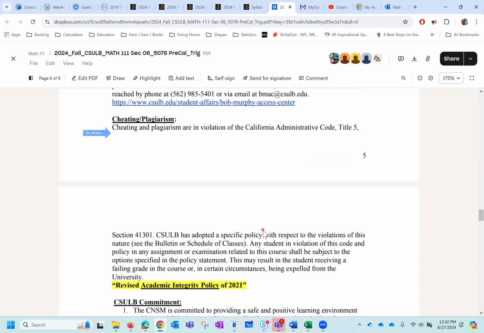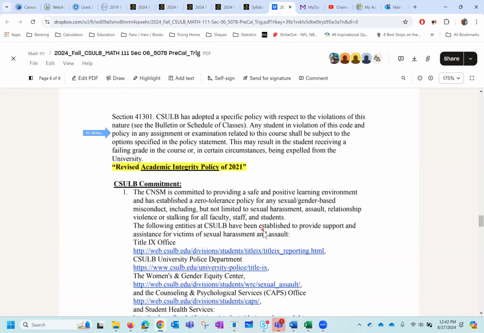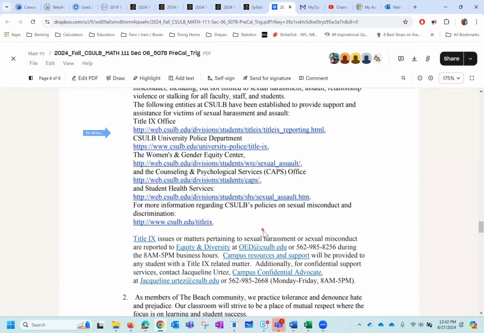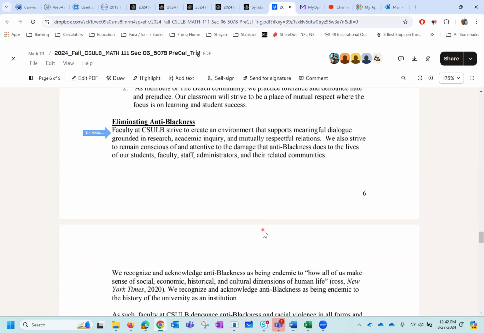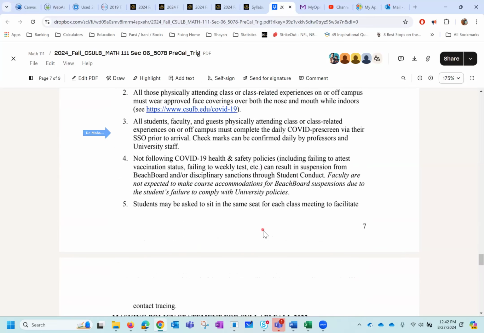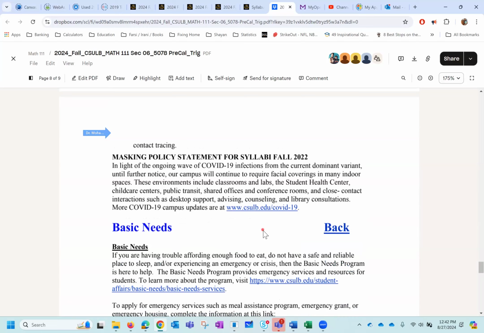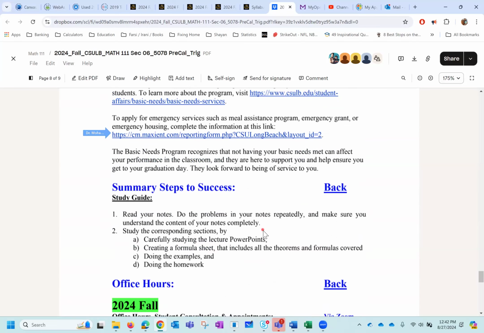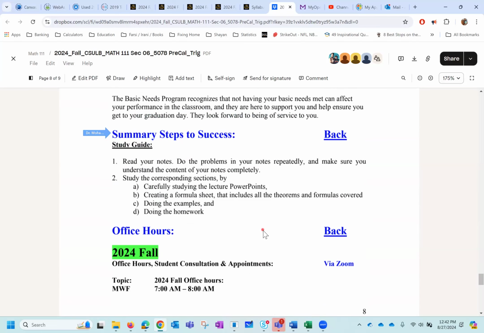There is other information here: the CSULB commitment, basic needs, and summary steps to success.